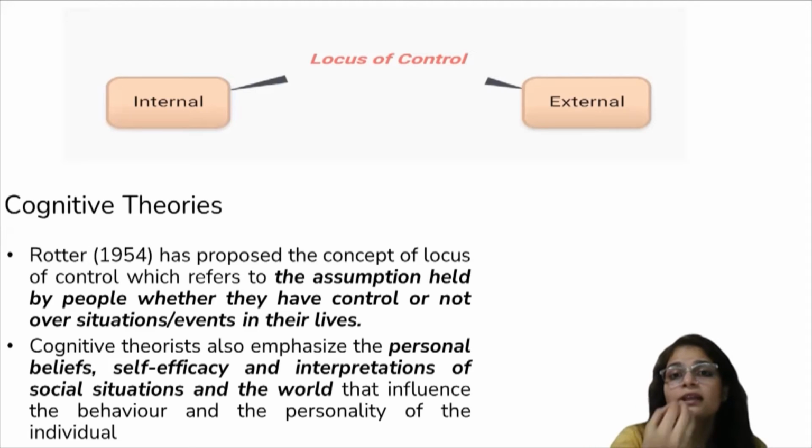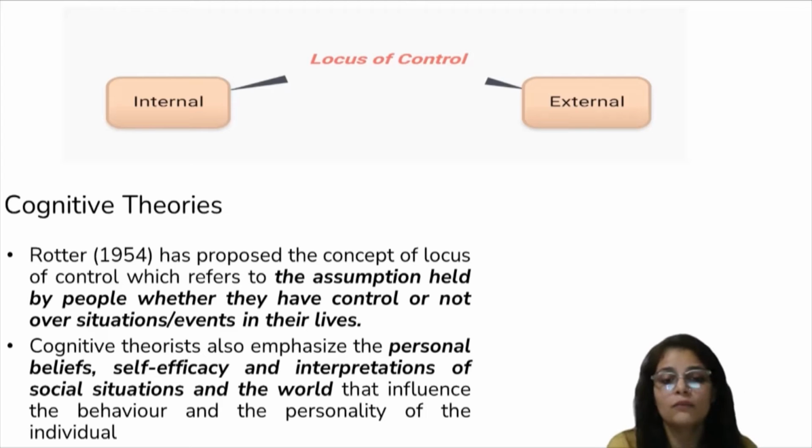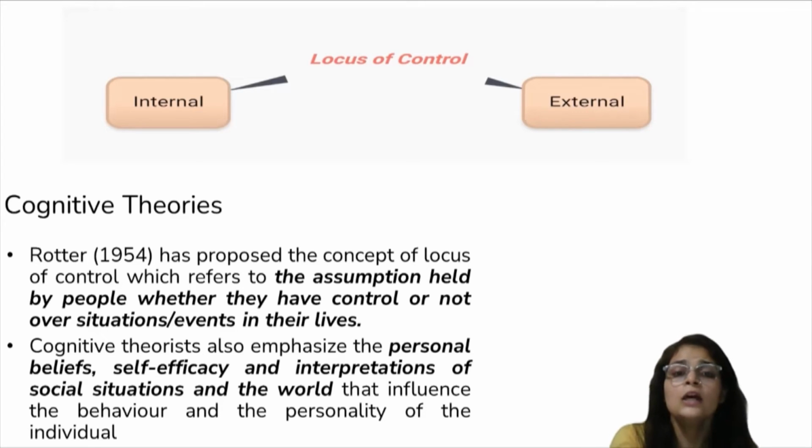that explains whether they have control over the situations or events that are happening in their life or not. Cognitive theorists emphasize the personal beliefs, self-efficacies, and interpretations of the social world and the situations that influence the behavior and personality of the individual. Okay, so there are two types of locus of control: internal locus of control and external locus of control. People who say that they have internal locus of control mean that they are responsible for whatever is happening in their life.